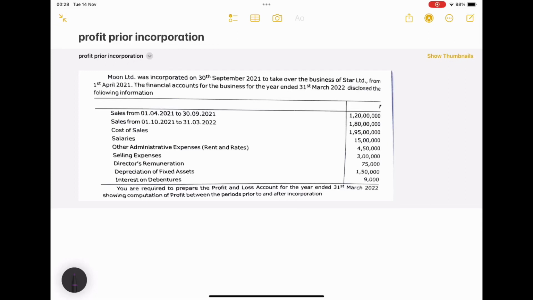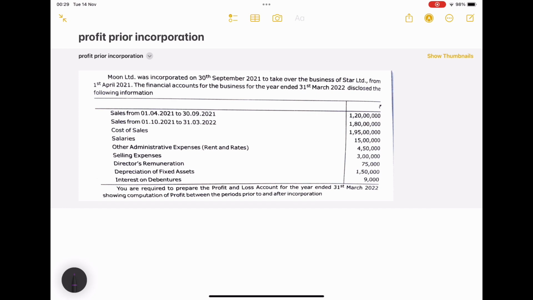Hello everyone, in this video we are going to solve a problem on profit prior to incorporation. So this is the question. Moon Limited was incorporated on 30th September 21 to take over the business of Star Limited from 1st April 21. The financial accounts for the business for the year ended 31st March 22 disclosed the following information.